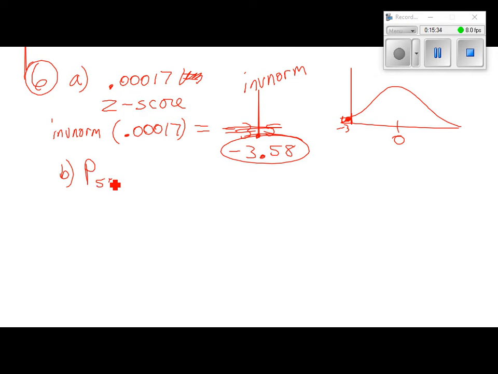Part B. Somebody read that to me. 50th percentile. We could punch this one in the calculator. We know that the 50th percentile, what's the area going to be? 0.50 or 0.5. We could punch it in the calculator same way, inverse norm, and what's our area? 0.5. Probably really shouldn't have to, because what's the z-score that has 50% of the data to the left of it? 0. Is that what it came out to be?